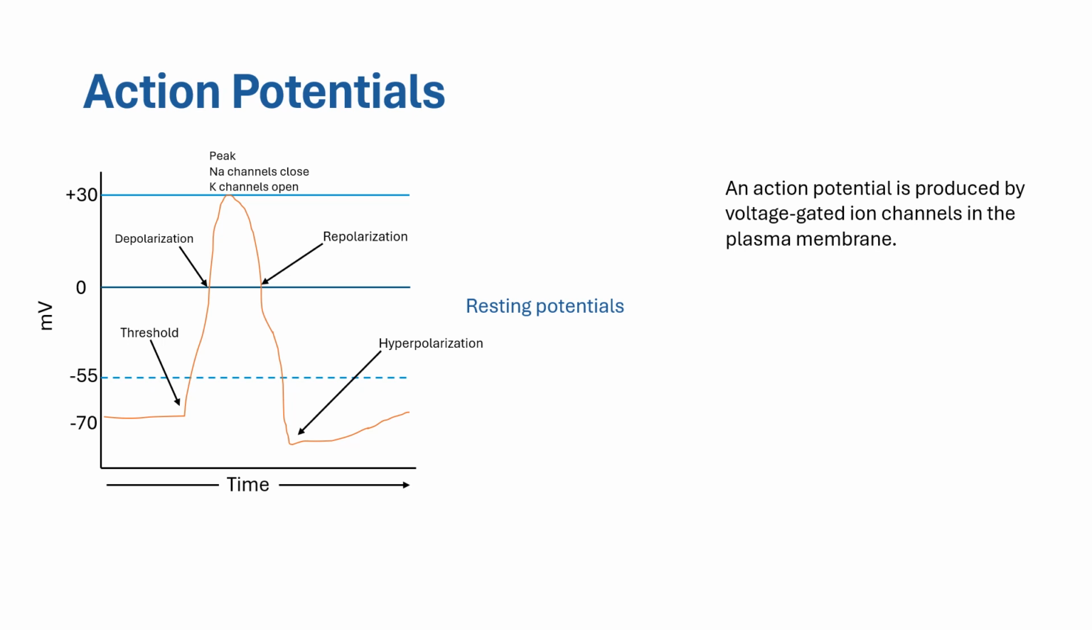Then it reaches its peak, where the sodium channels close and the potassium channels open, allowing potassium to flow out of the cell. This loss of potassium ions causes repolarization. Then the neuron returns to resting membrane potential, but actually overshoots, and the cell becomes hyperpolarized. Eventually, the potassium channels close and the membrane returns to resting potential, ready to be activated again.